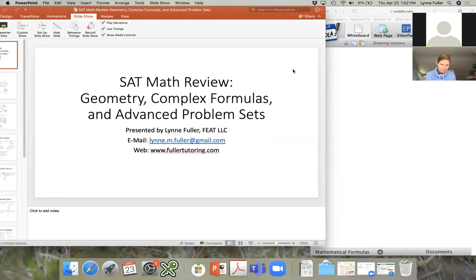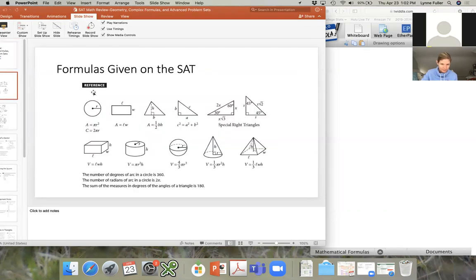So for the SAT math review today, we're going to look at shapes. We're going to look at complex formulas. We're going to look at advanced problem sets. So what does that mean? Well, we're going to start with the formulas that are given to you on the SAT. And we're actually going to do quite a few problems where it's like organizing lots about triangles, length of an arc and area of a sector related to a circle, and any sort of 3D shapes, and also breaking down shapes. So we'll take a look at that.